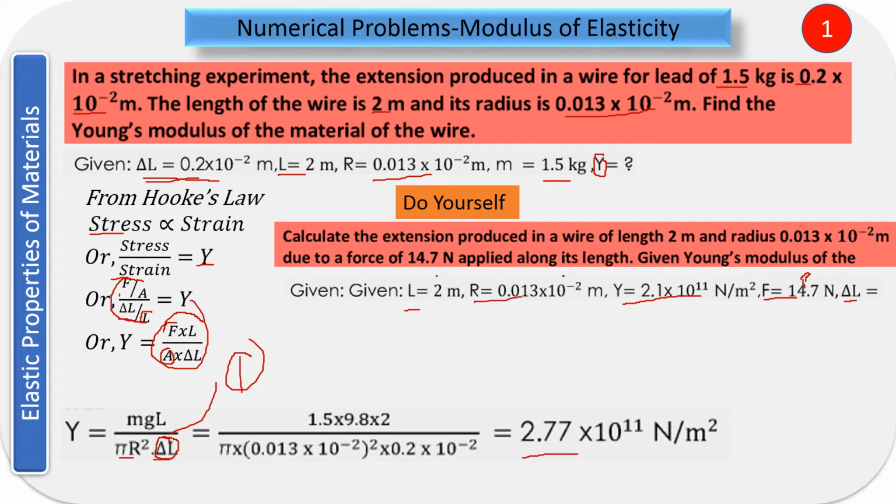Calculate the extension produced. So extension is how much? Delta L is the extension, that is the change in the length. So your answer will be 2.64 into 10 power minus 3 meter, that is 2.64 millimeter will be the extension in the length of the wire. So I hope you can do it very easily. Let's move to the next one.